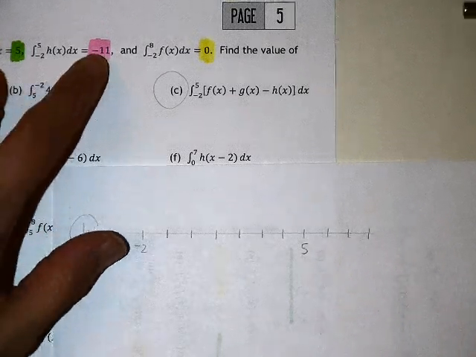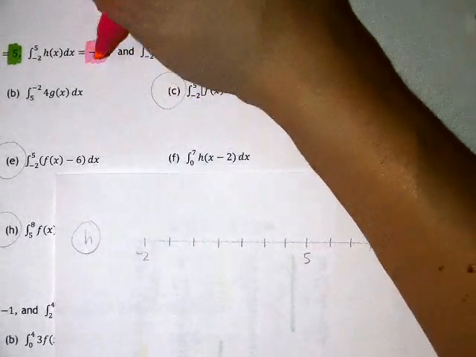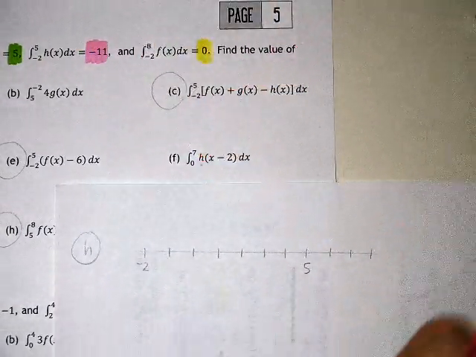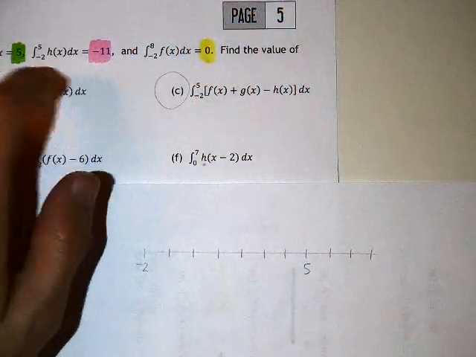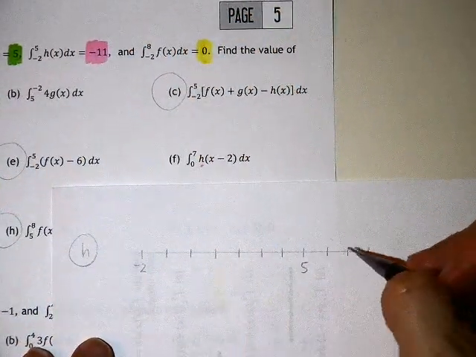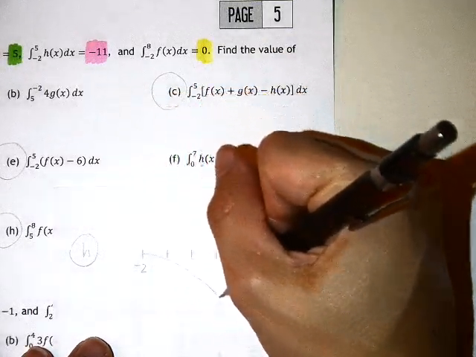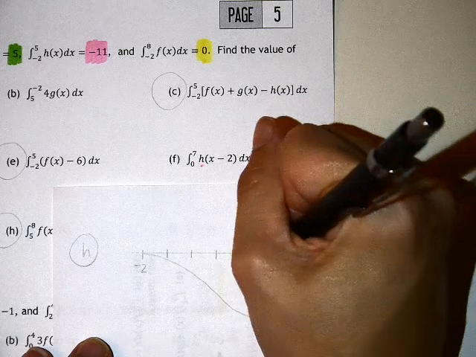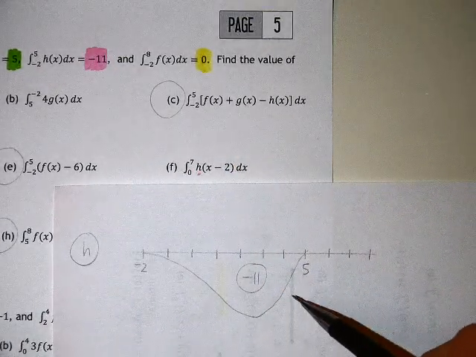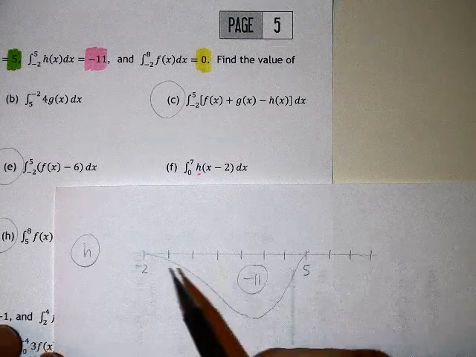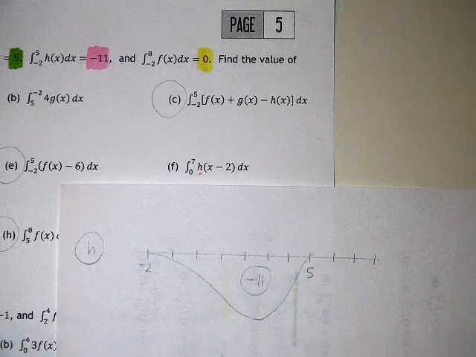We do know that the h function, which I had highlighted pink at the beginning of my little foray here, is the one that goes from negative 2 to 5, and it has an area of negative 11. So I'm picturing a hypothetical graph. I have no idea what it would look like, but I know that from negative 2 to 5, whatever that is going to be, is negative 11 somehow. So I drew it underneath the x-axis to make it negative, but notice I just made up a weird wobbly shape. I have no idea if that's correct or not. I'm just making it up.